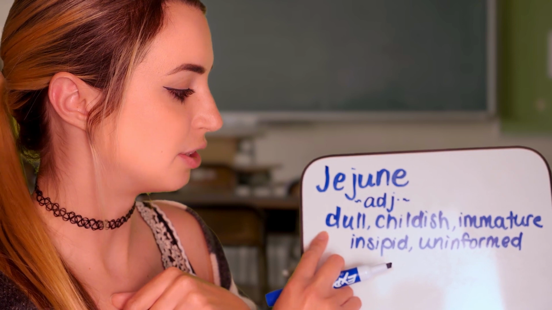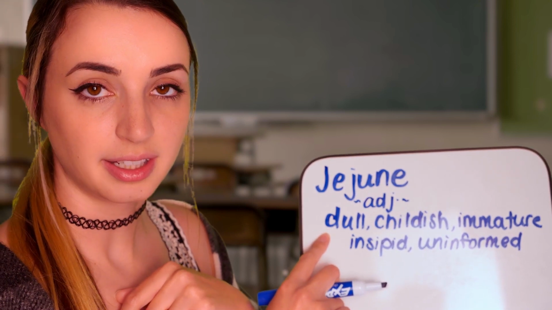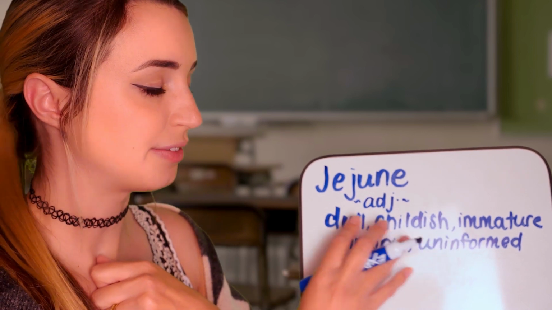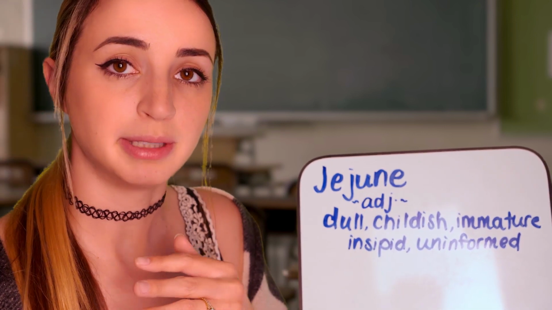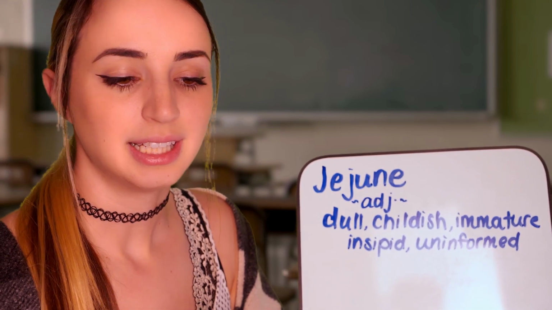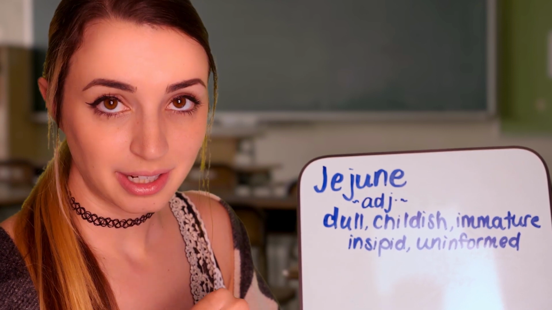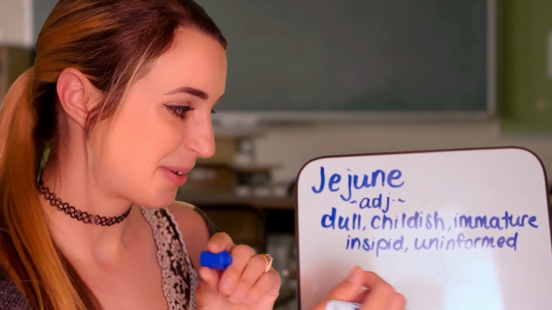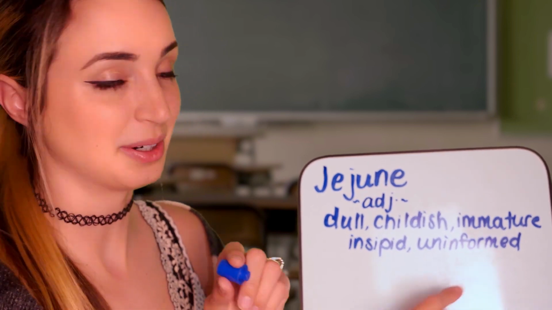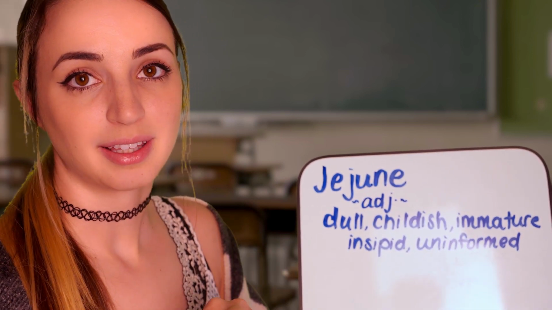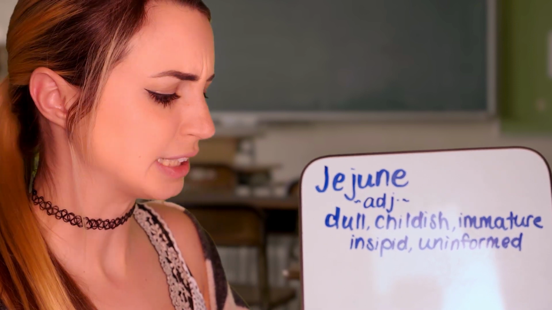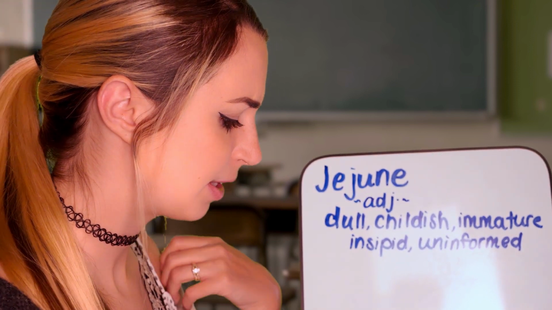So you see like the dull context. So like a jejune speech, you have to figure out what they mean by jejune. Either the speaker was very boring, the speaker was very childish, or even uninformed. So again, this one is difficult because there are some different definitions, I would say, to the word.